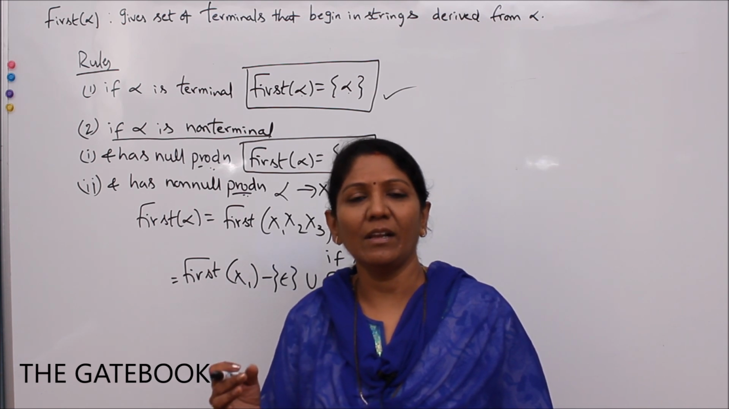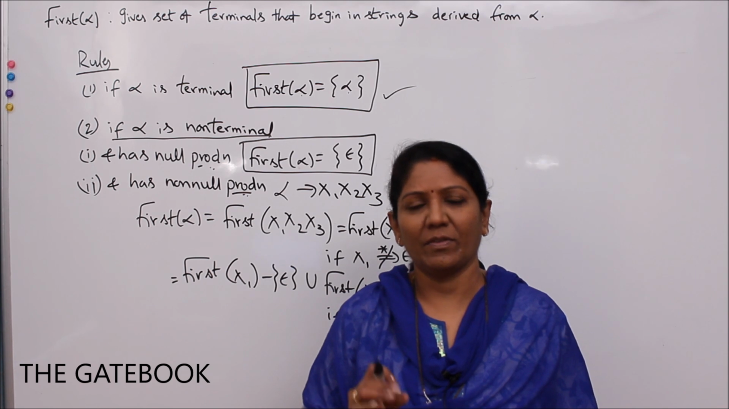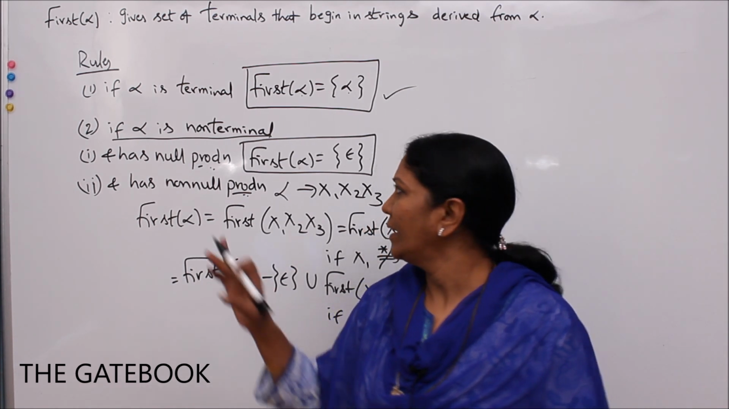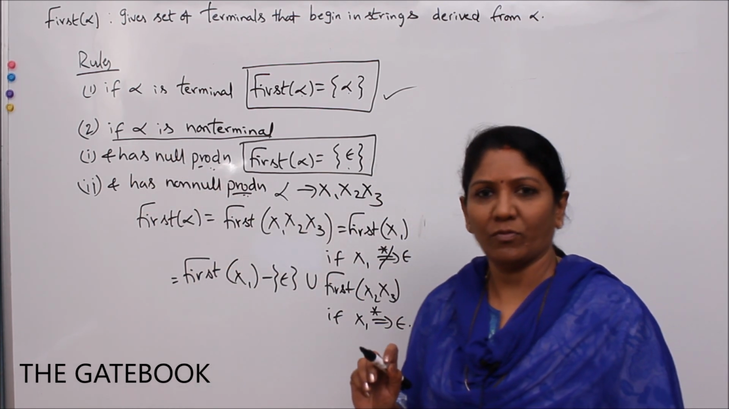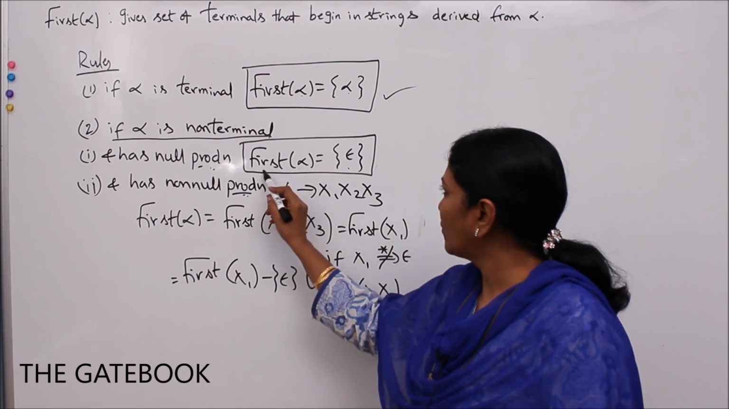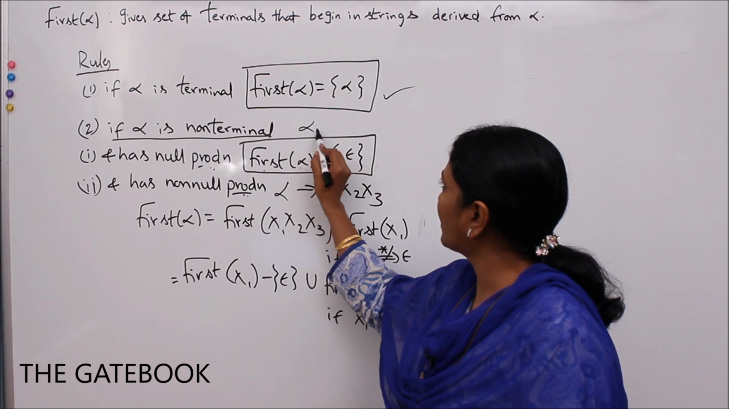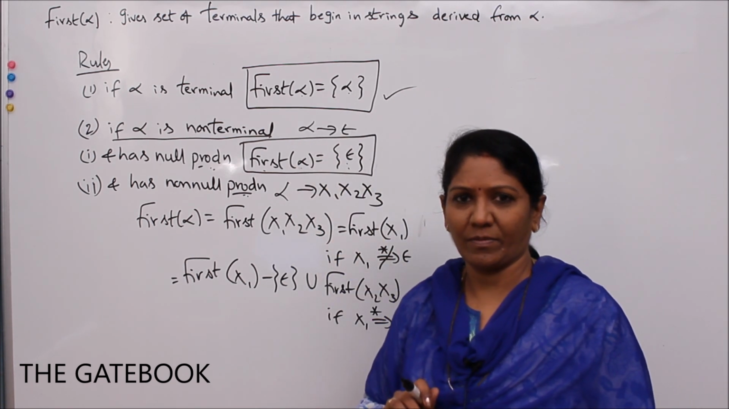Let us see if alpha is a non-terminal. Non-terminals can be categorized into two types: one is null productions, the other is non-null productions. If it is a null production, then simply add epsilon into the first set. So first of alpha is epsilon if alpha derives to epsilon. If you have a rule like alpha to epsilon, simply add epsilon.